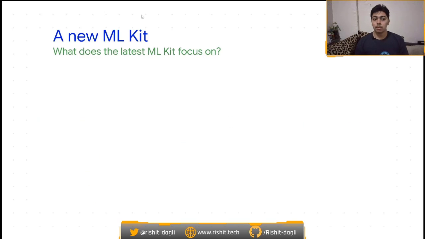So let's talk about the new ML Kit now. Before I move on, I'd like to tell you ML Kit is now available even without having to use a Firebase project. You can now use ML Kit without creating a Firebase project. Earlier, what we used to do was create a Firebase project, link it to my Android application, and then be able to use ML Kit. That's no longer the case. You don't need to create a Firebase project.